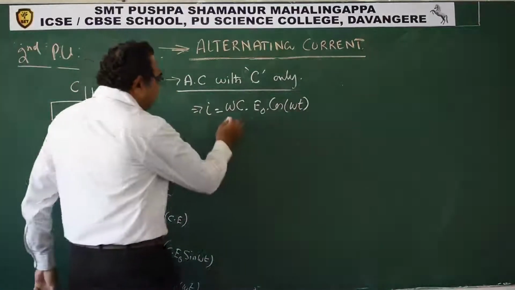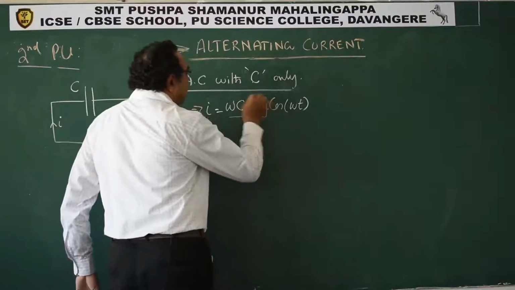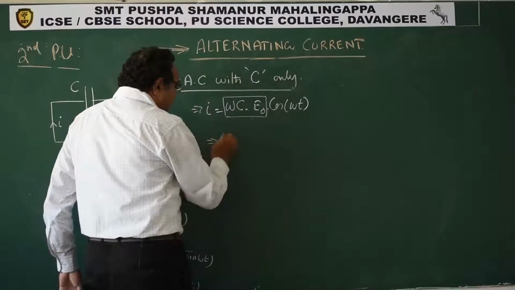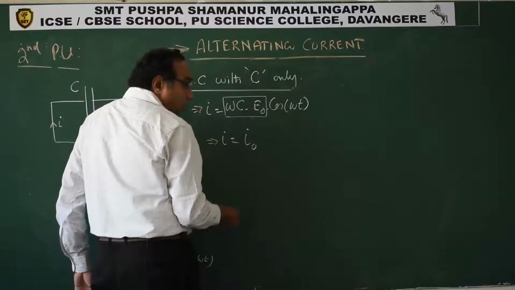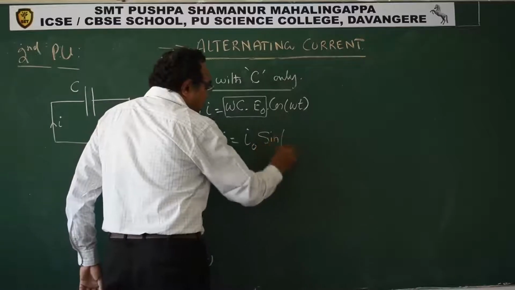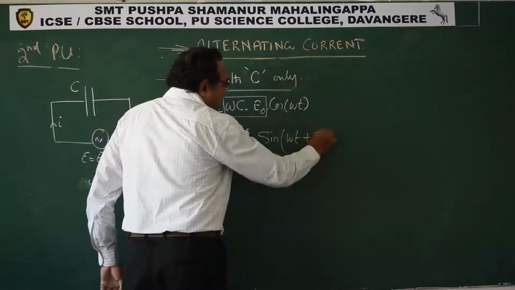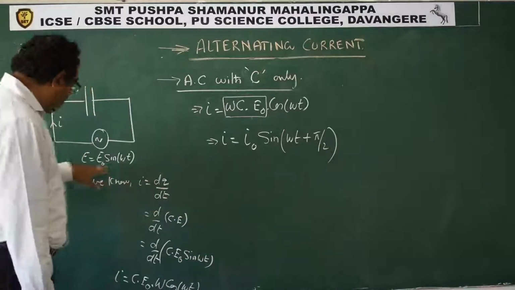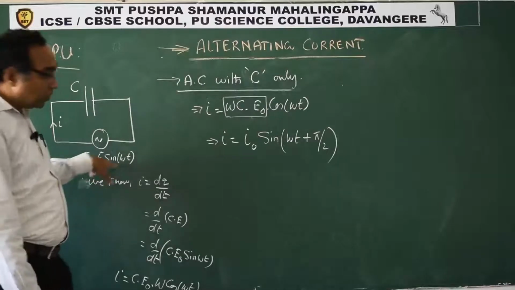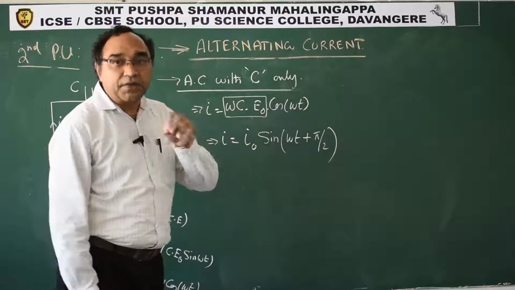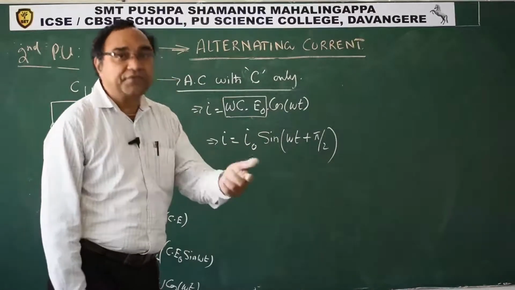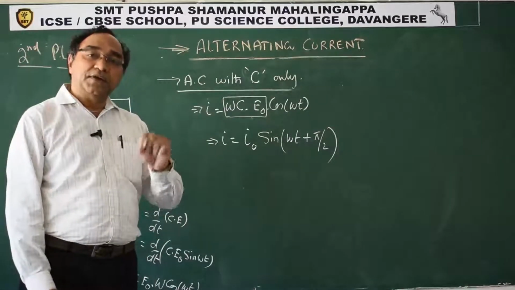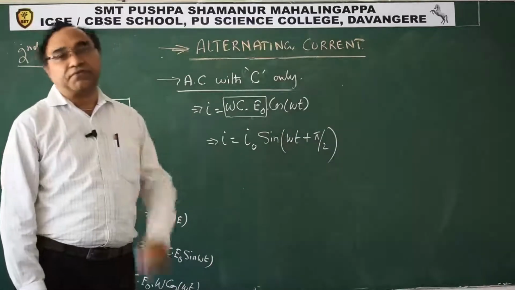Now if I write this entire thing as I naught, because the maximum value of the cos function is +1, we can say I is equal to I naught sine of omega t plus pi by 2. Now you will say, why are we writing in terms of sine? Because the source is a sine function. If I write it as a sine function, it will become easy for me to find the phase difference. That is why we have to write the same trigonometric ratio. Then only you can find the phase difference.